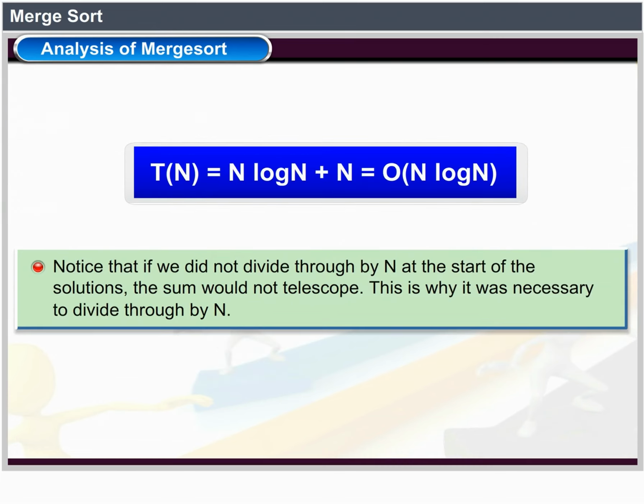Notice that if we did not divide through by n at the start of the solution, the sum would not telescope. This is why it was necessary to divide through by n.